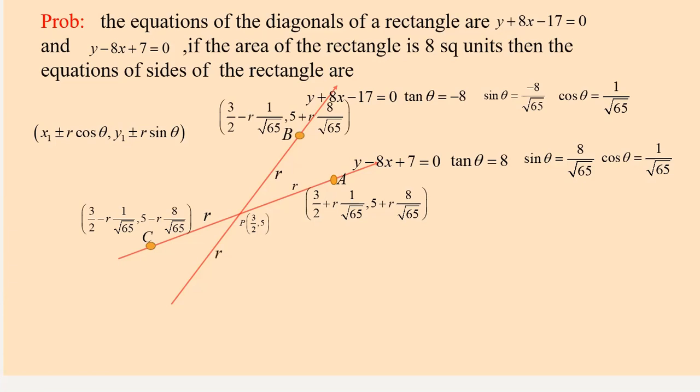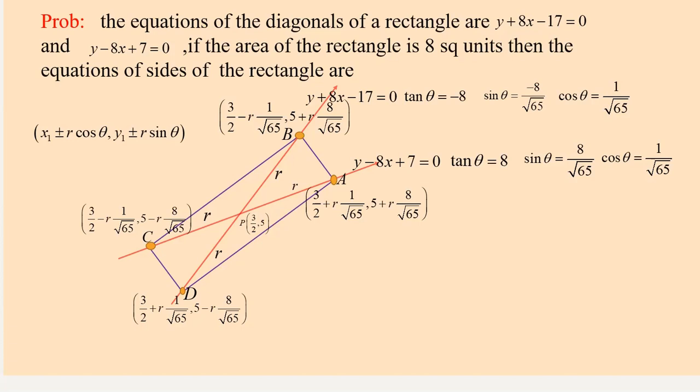Then similarly, at a distance of r units on the other side of that diagonal, D coordinates are 3/2 plus r cos theta, 5 minus r sin theta. That is, four vertices are formed like this. When we join them, the rectangle is formed like this. Now we got the coordinates of the vertices of that rectangle in terms of only one unknown, that is small r.